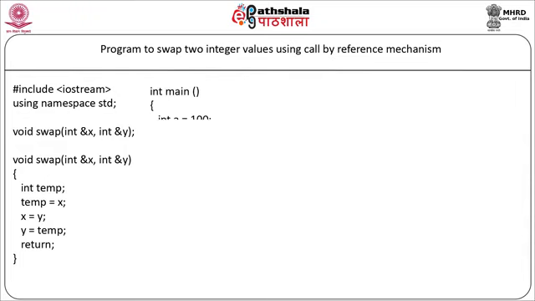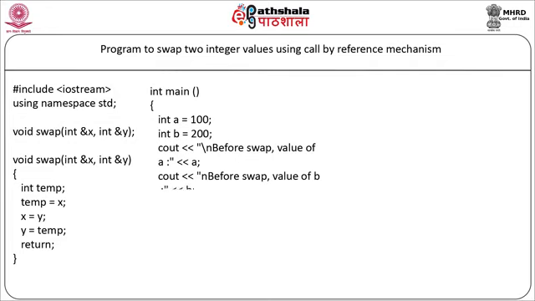int main, int a equal to 100, int b equal to 200. cout before swap the value of a is a, cout before swap value of b is b. Now we will call a function swap(a, b).